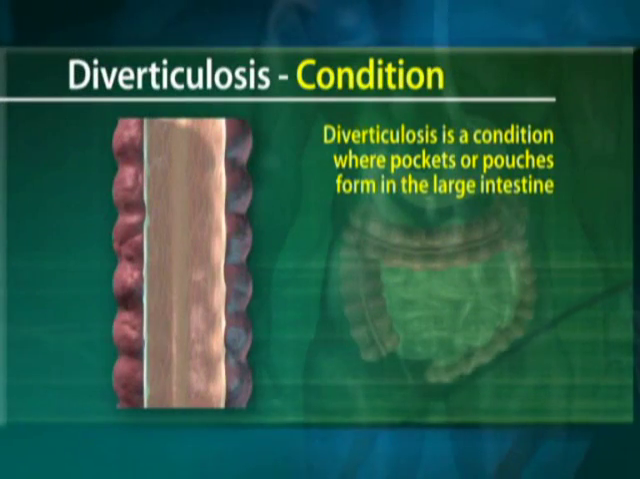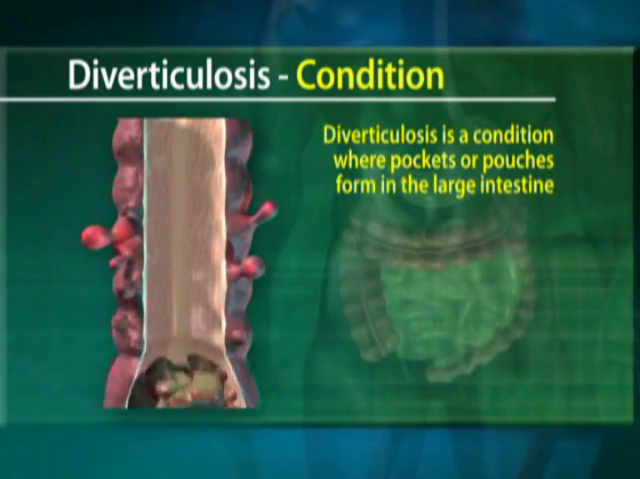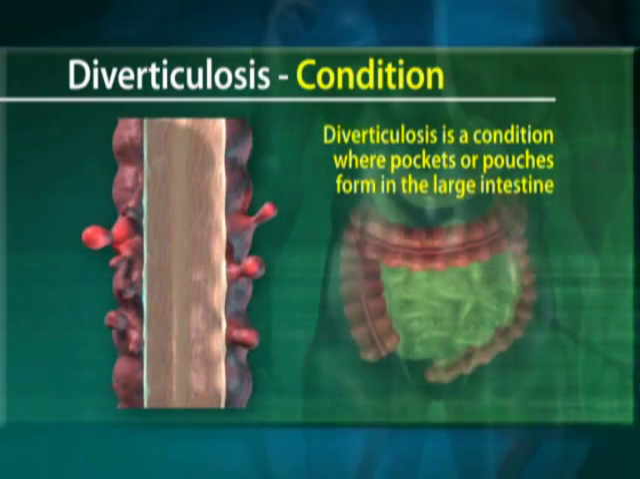Ulcerative colitis occurs in all age groups and affects men and women equally, although the most common age of diagnosis is between 15 and 35 years of age. Another serious condition which develops as a result of not having enough fiber in your diet is diverticulosis. Diverticulosis is a condition where pockets or pouches form in the large intestine.